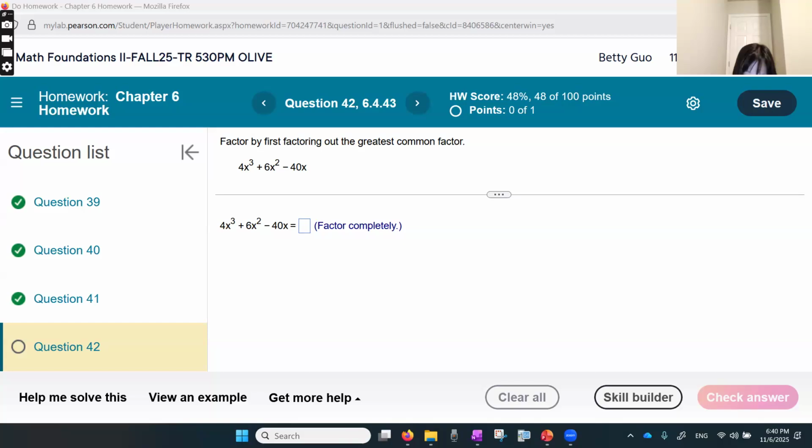All right. What's the GCF, everyone? 2x, yes. So we have 2x times x squared plus 3x minus 20. Double check: 4x cubed plus 6x squared minus 40x. So this one, slightly divide slide. We have x squared plus 3x minus 40.